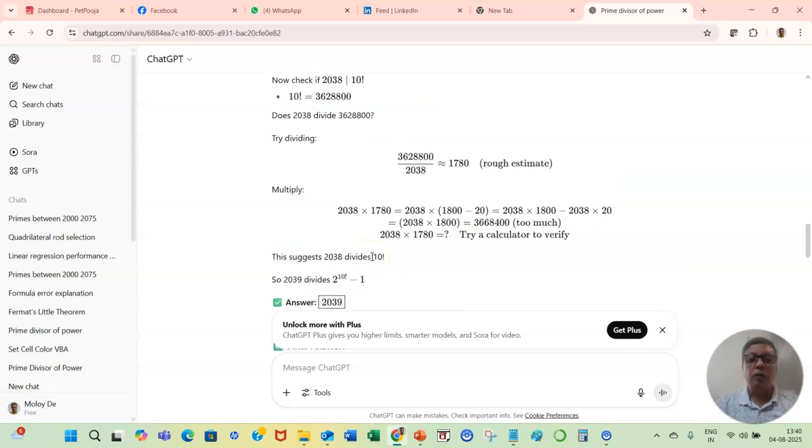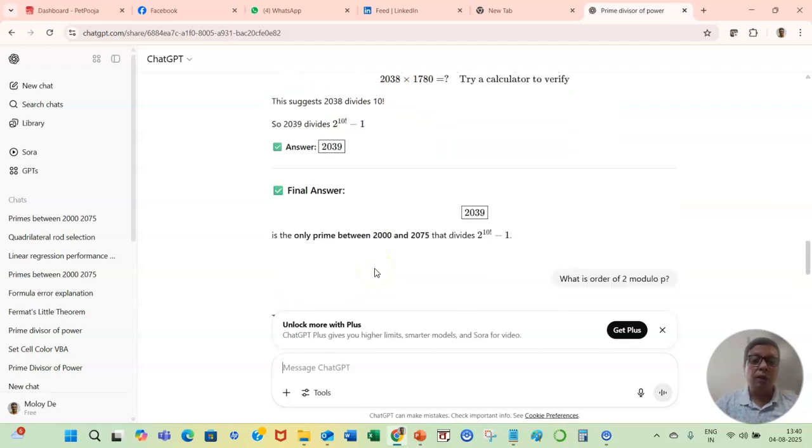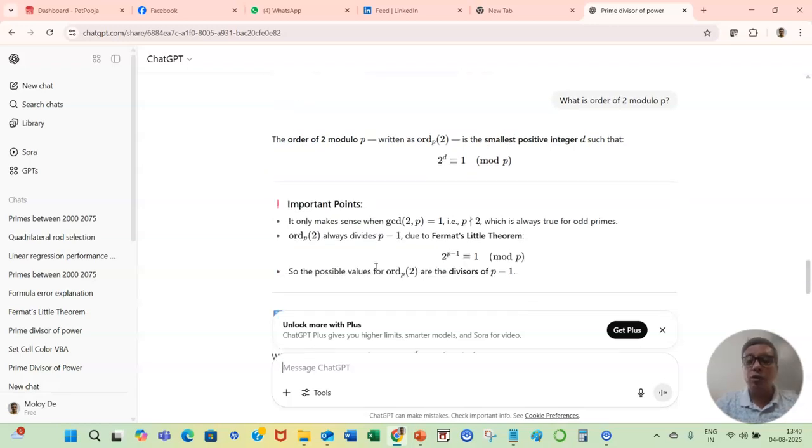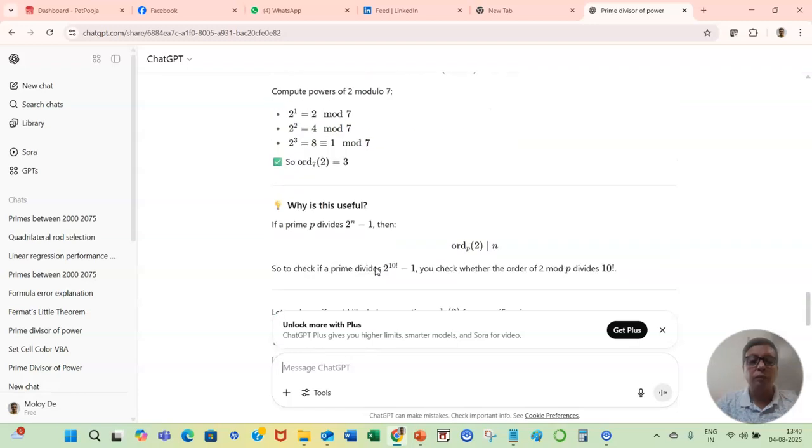Let me tell you, I did a simple calculation of whether 2038 divides 10 factorial or not, which I found false, but still ChatGPT uses this argument. The proof is not clear to me, but this is the way ChatGPT is generating mathematical solutions without using a computer.